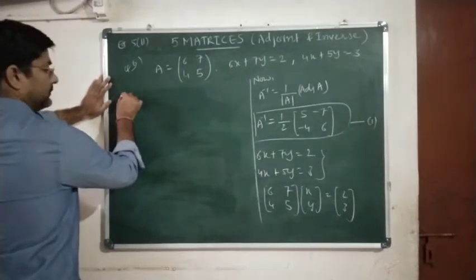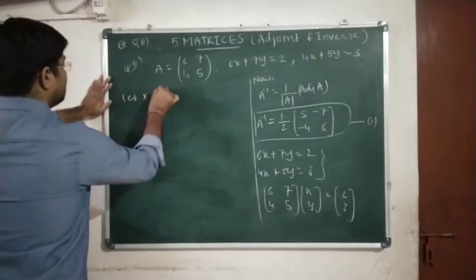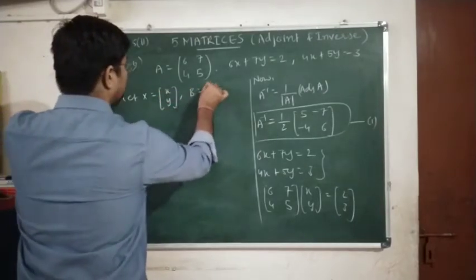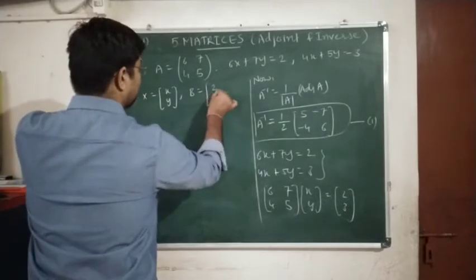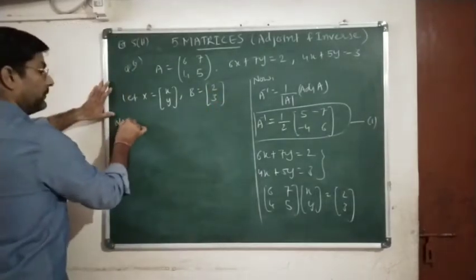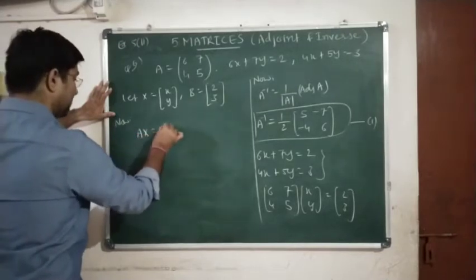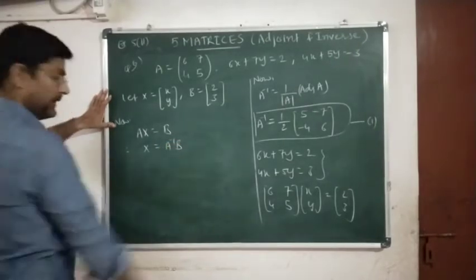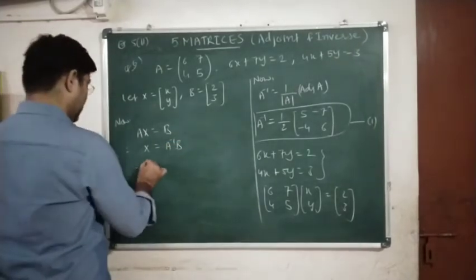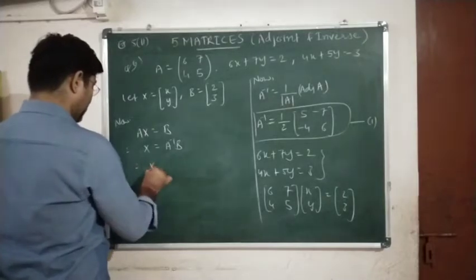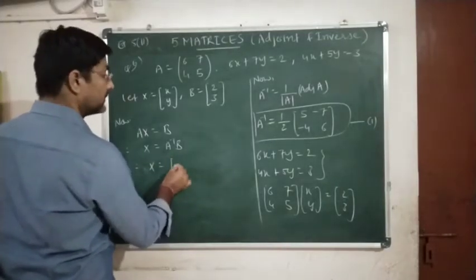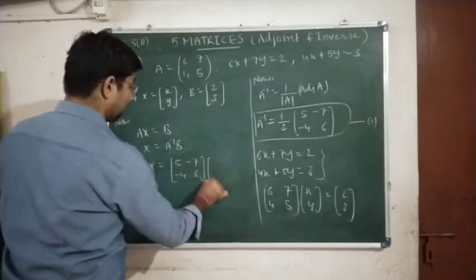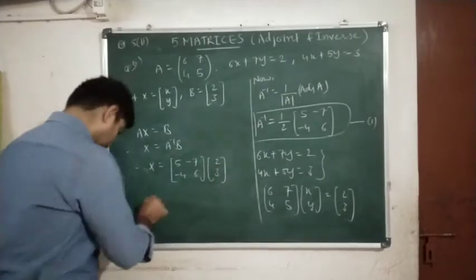Okay, so let X be the matrix containing elements x, y and B be the matrix containing elements 2, 3. Now AX = B, therefore X = A inverse B, and therefore X is equal to A inverse, which is [5, -7; -4, 6], times matrix B, which is [2; 3].